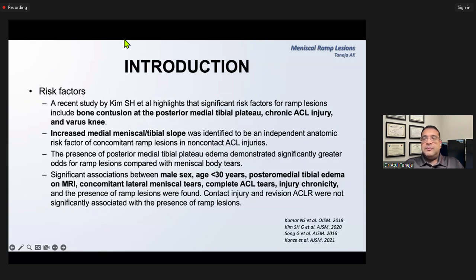Edema, as I said, and the patients that present edema on the tibial plateau have a much greater chance of having a ramp lesion. But it's not mandatory to have tibial plateau edema. I have been asked about that before. Also, male sex, age below 30, meaning young patients, posteromedial tibial edema on MRI, concomitant lateral meniscal tears, complete ACL tears, and also chronic settings. So meniscal ramp lesions can happen not only in the acute setting, but they can also show up later in the chronic setting.